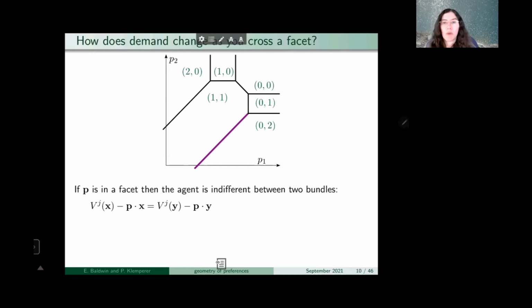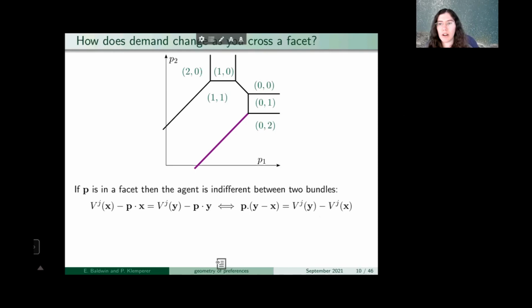So what do these facets mean economically? Let's start by asking, how does demand change as you cross a facet? Let's focus on the facet I've drawn in purple. If we've got a price in that facet, then the agent is indifferent between the two bundles demanded on either side. So we've got our quasi-linear utility, the valuation minus p dot x equals valuation minus p dot y, where x and y are the bundles demanded on either side. We just do a tiny rearrangement of that. We've got p dot (y minus x) equals change in valuation.